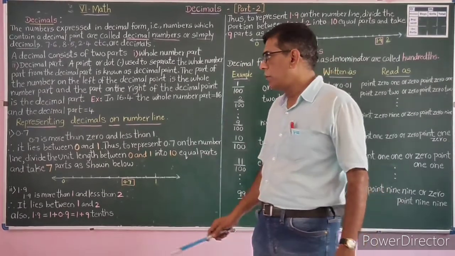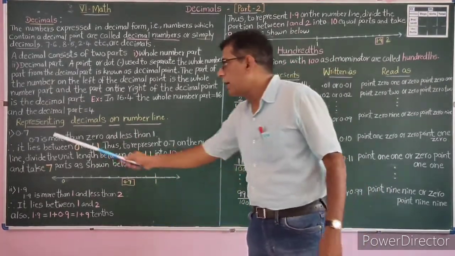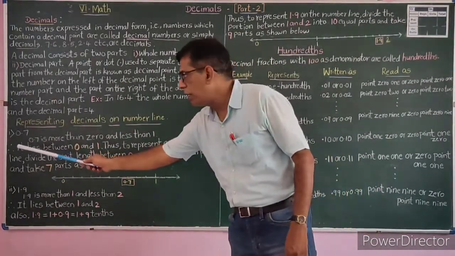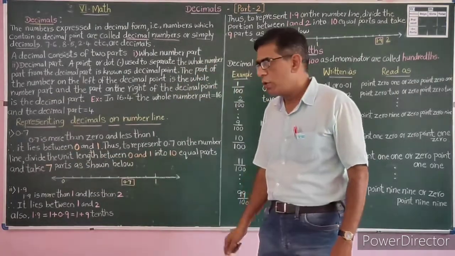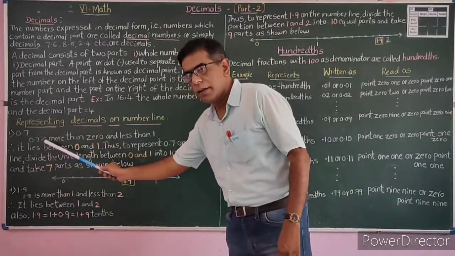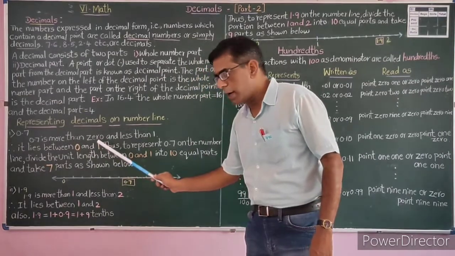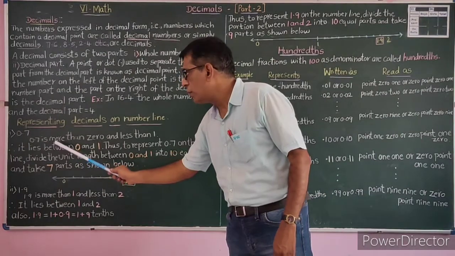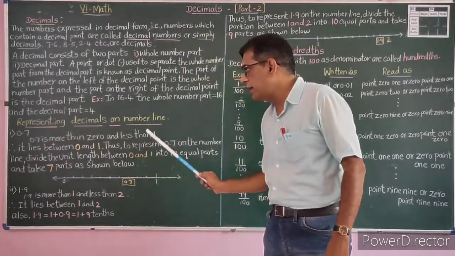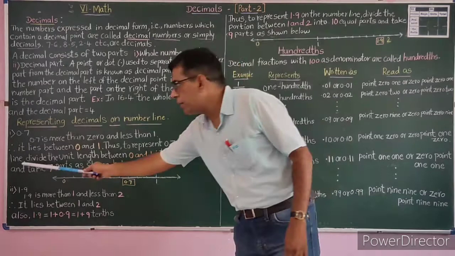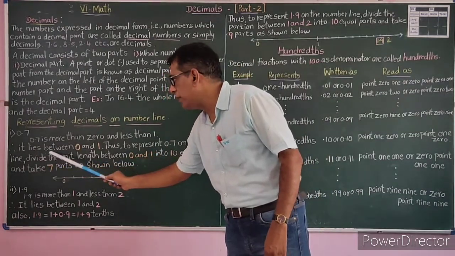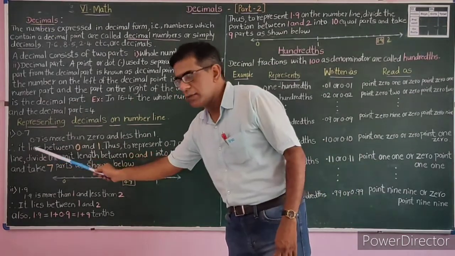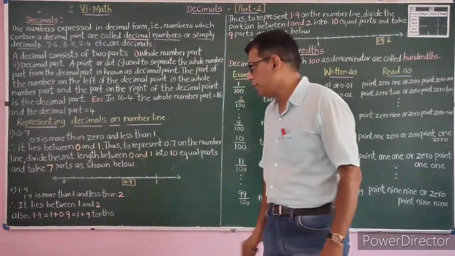Now children, we move to representing decimals on the number line. Here is the first example, 0.7. 0.7 is more than 0 and less than 1. Therefore, it lies between 0 and 1.